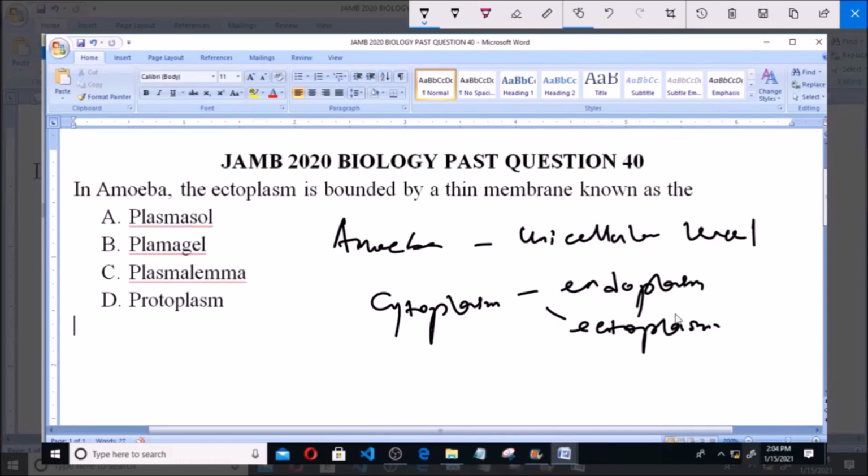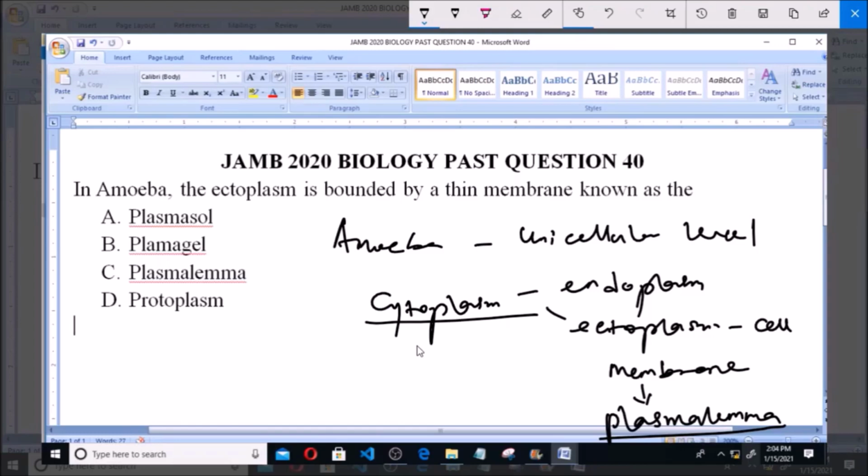Now, this ectoplasm is bounded by what we know as the cell membrane, and another name for the cell membrane is the plasma lemma. So it simply means that the ectoplasm, which is the outer part of the cytoplasm of an amoeba, is bounded by the cell membrane, which is also known as the plasma lemma, and that is option C. So option C is the correct answer to this question.